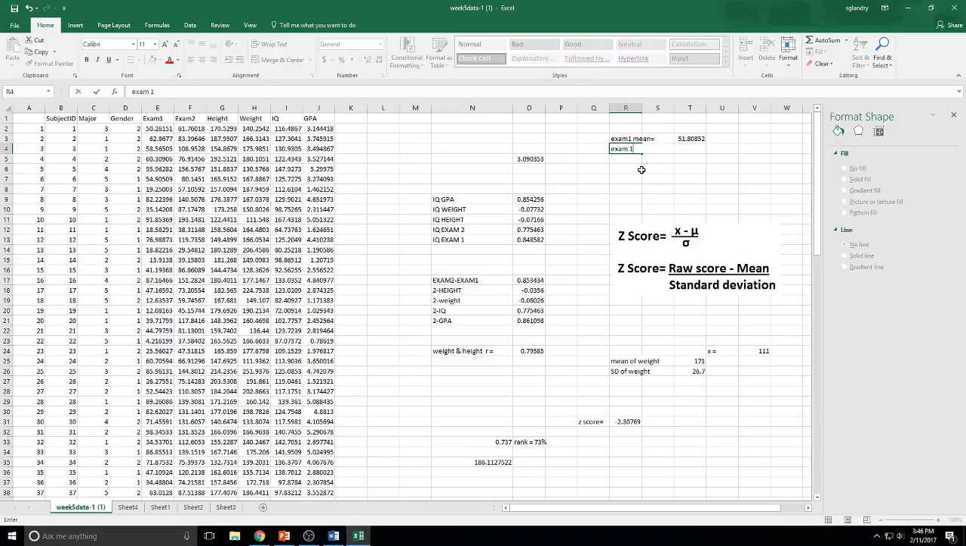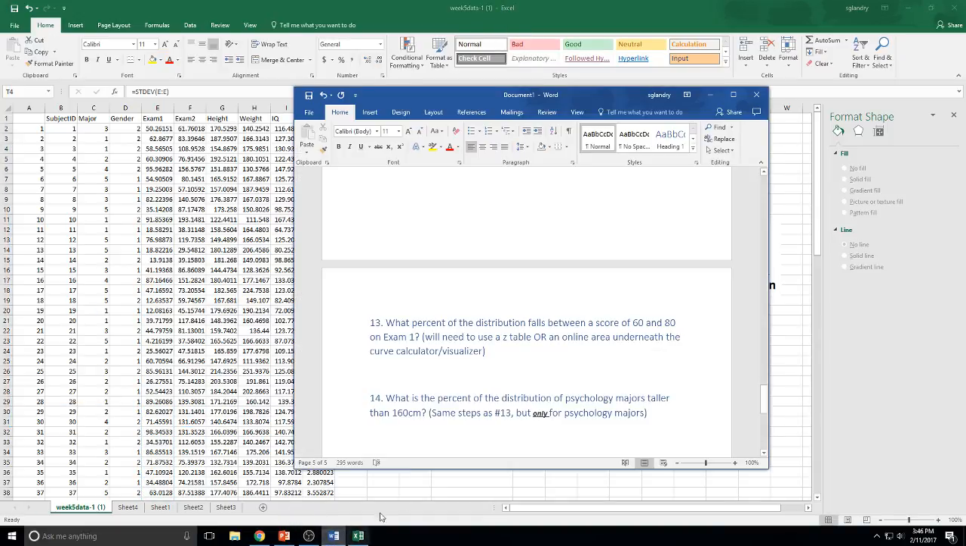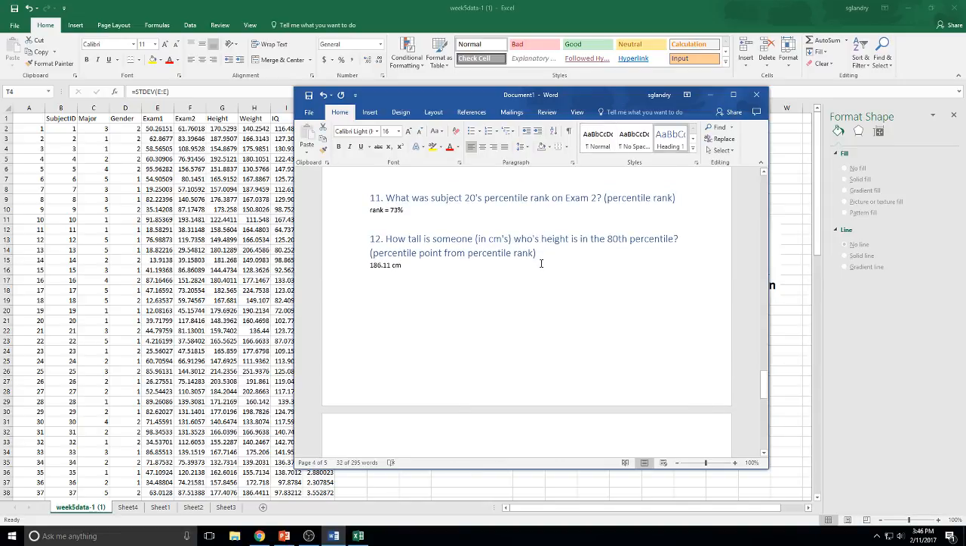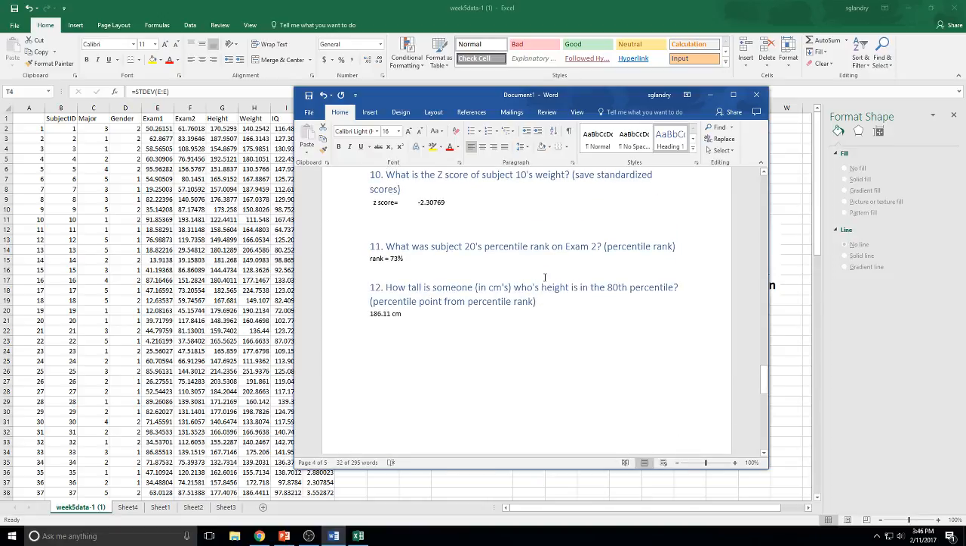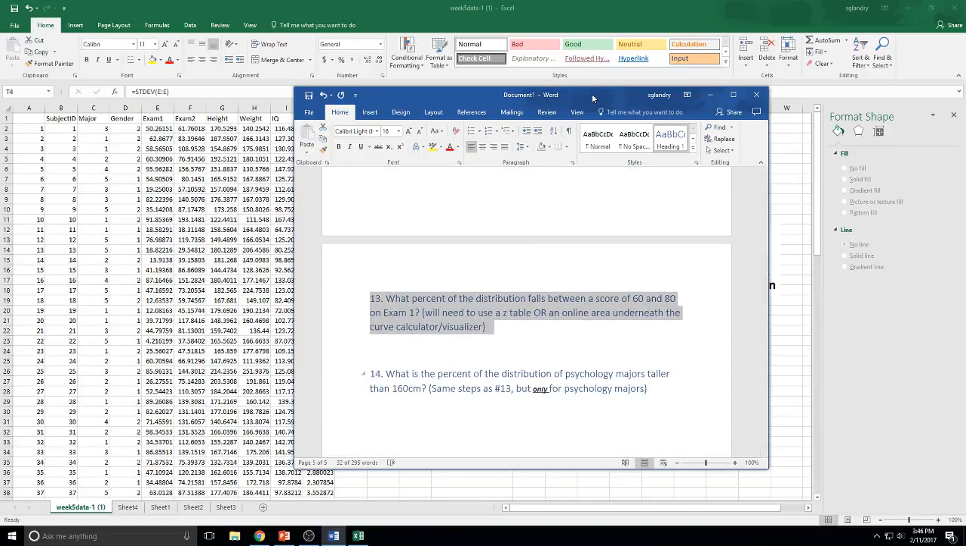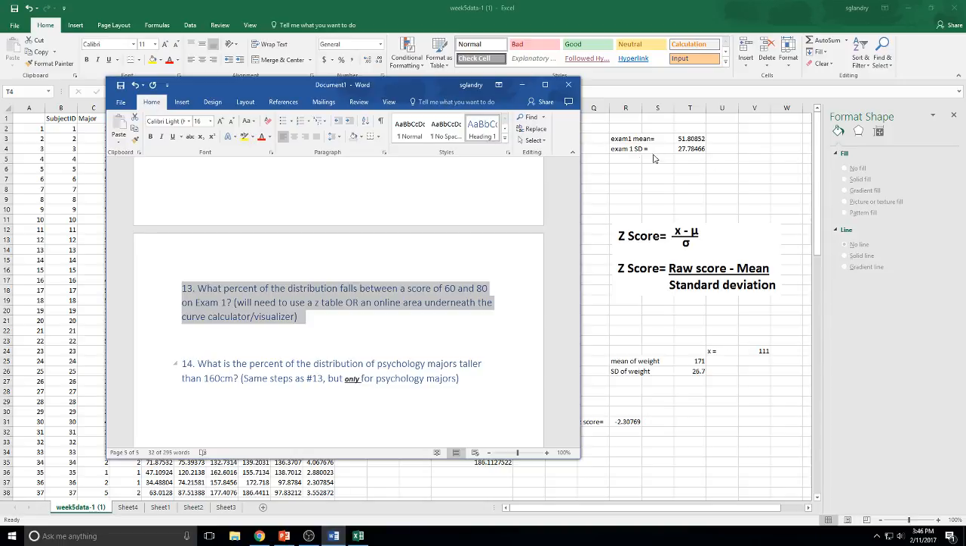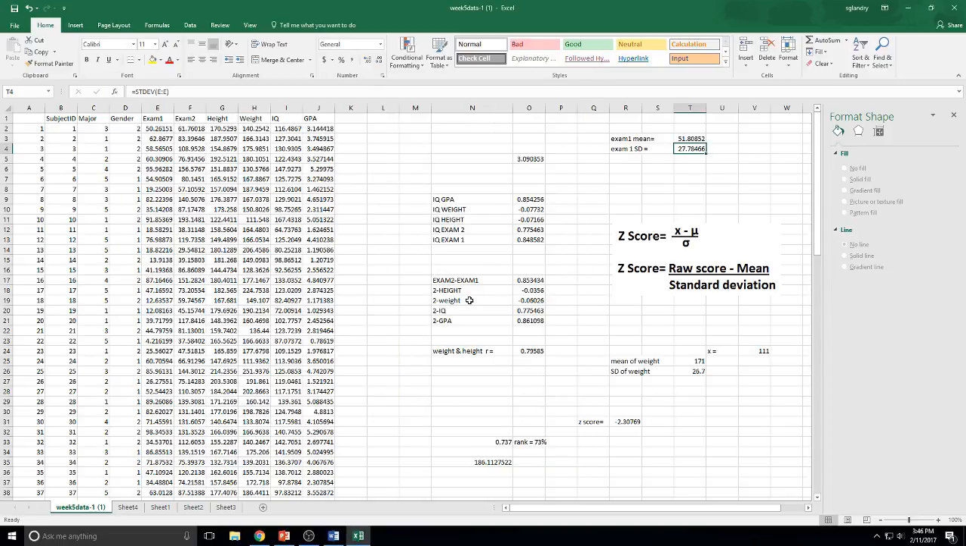Okay. Exam 1 standard deviation equals ST_dev of exam 1. 27. Did I just figure this out? That number is very familiar. I'm not going to worry about it for now. Maybe I'm an idiot. Maybe I did this all wrong. Who cares?